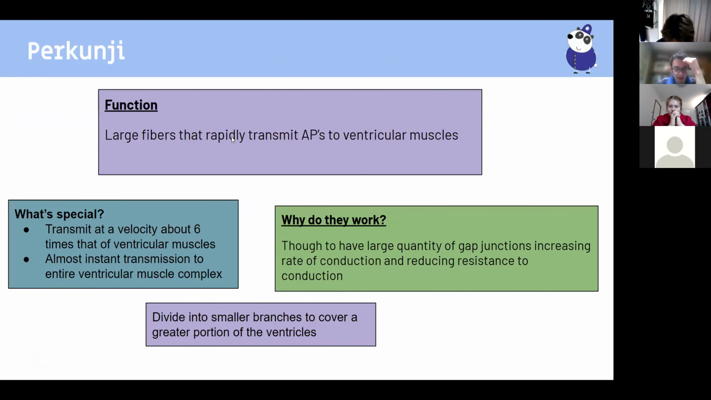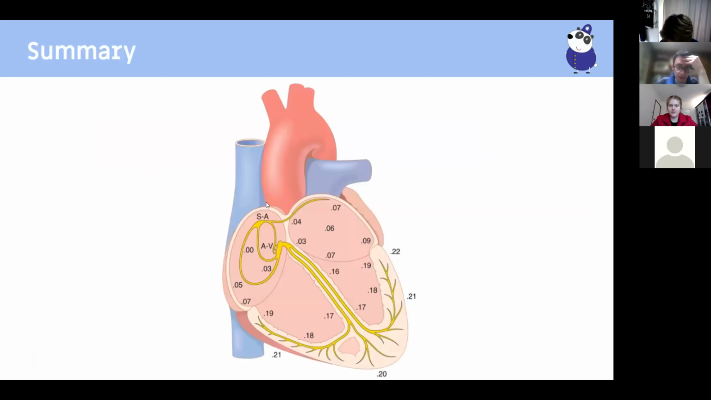Purkinje fibers are large fibers that rapidly transmit action potentials to ventricular muscles. They transmit at a velocity about 6 times that of the normal ventricular muscle velocity, and there's an almost instantaneous transmission to the entire ventricular muscle complex. They work through a large quantity of gap junctions that decrease resistance, so there's a higher flow. Think of Ohm's law, there's a higher current if there's a reduced resistance. They divide into many smaller branches to cover a greater proportion of the ventricles.